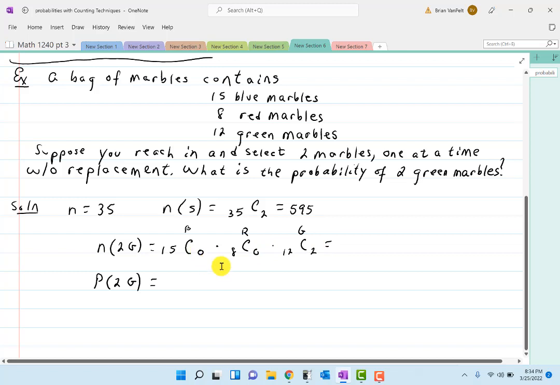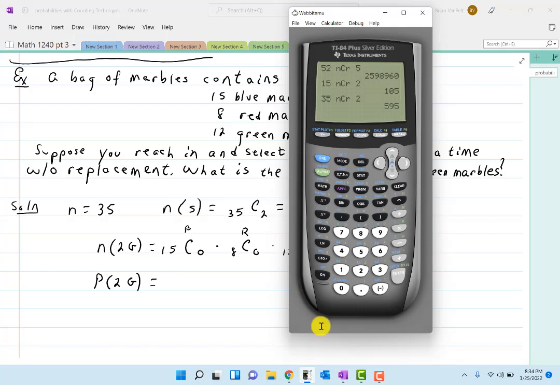Anytime you see a 0 here like that, that number is equal to 1. 8C0, that's equal to 1. And then 12C2, well, I'm going to have to use the calculator for that. $66.